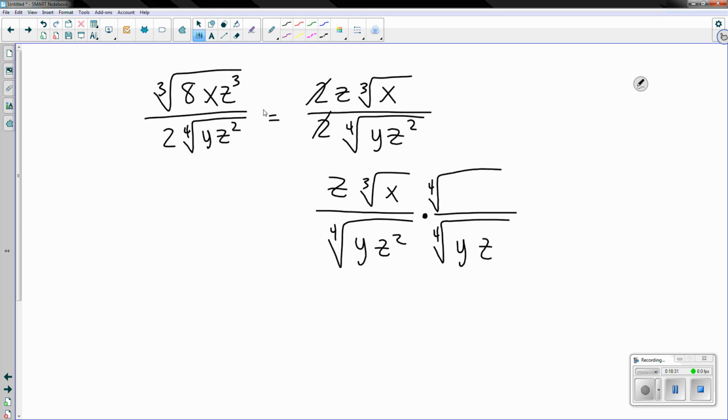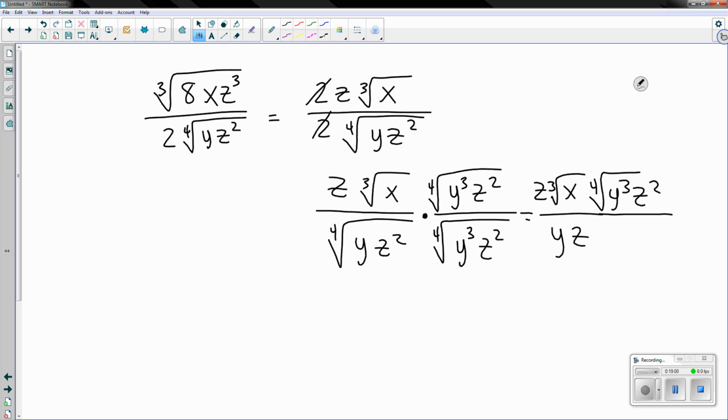And I want to just use non-negative integers. So I'm going to put a 3 because 1 plus 3 is 4. I'm going to put a 2 on that z. Whatever I do to the bottom, I've got to do to the top. Now on the bottom, we're going to get fourth root of y to the fourth, fourth root of z to the fourth. So on the bottom, we're just going to get yz, which is exactly what I want. And on the top, we're going to get z cube root of x fourth root of y cubed z squared. And this is what I'm talking about.